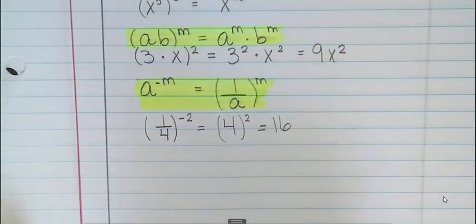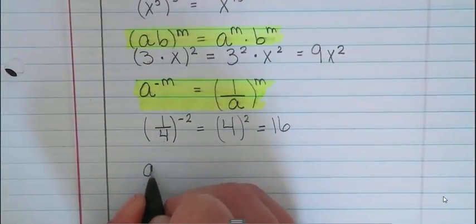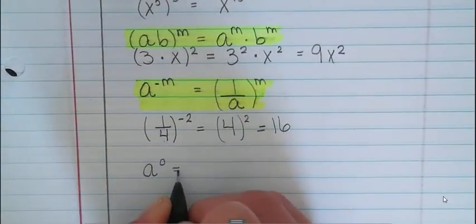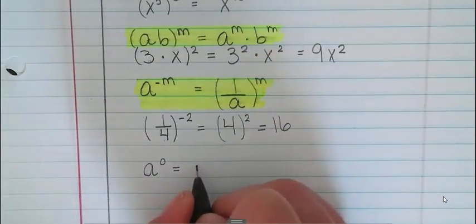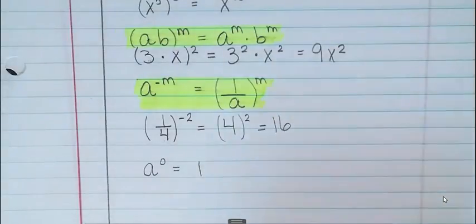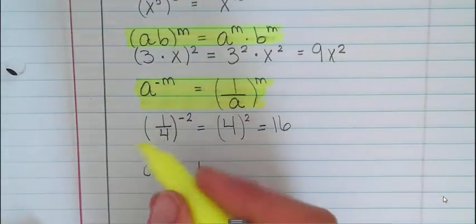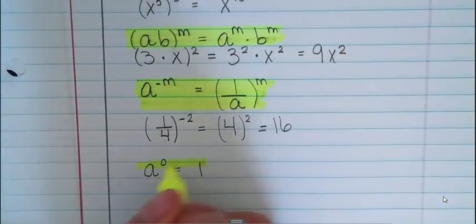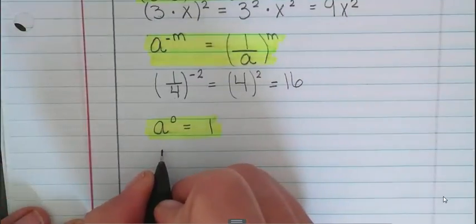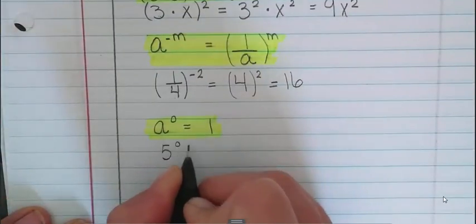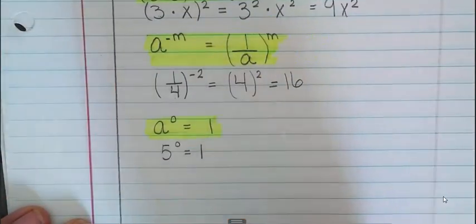Okay, here's one of my favorite ones. Anything raised to the 0 power. It doesn't matter what it is. Anything raised to the 0 power is always going to be 1. Okay, that's all I can say about that. You take a flower and you raise it to the 0 power, it's going to be 1. Okay, so for example, if I had 5 to the 0 power, that's going to be 1.